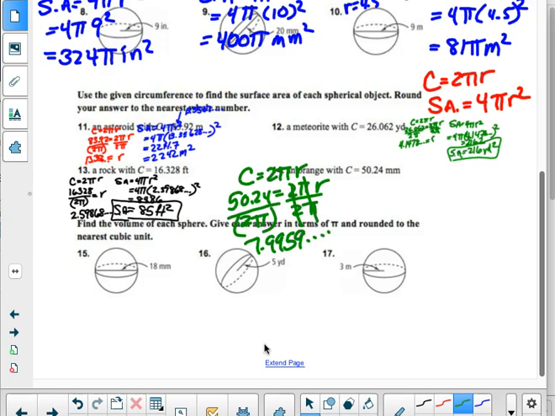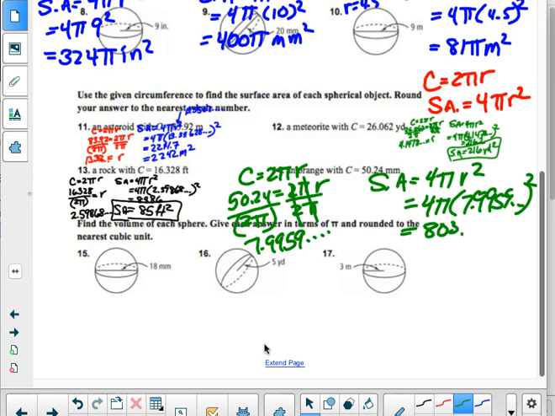7.9959 and some change. Remember, surface area is equal to 4 pi r squared, so I'm going to take that 7.9959, square it, times 4 times pi, and it's 803.4. So it's 803 millimeters squared. Okay, and that's what I've got for those first 14 questions.